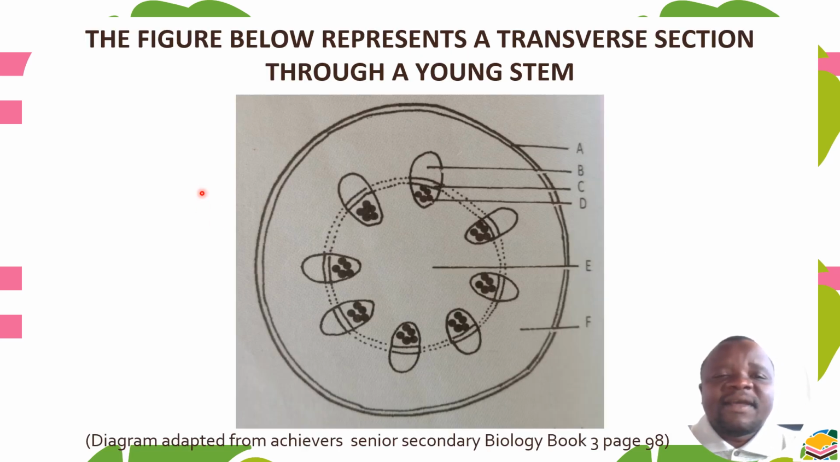Now, the other question here: the figure below represents a transverse section through a young stem. This stem has parts labeled A, B, C, D, E, F. The picture is adapted from Achievers Senior Secondary Biology, Book 3, page 98.